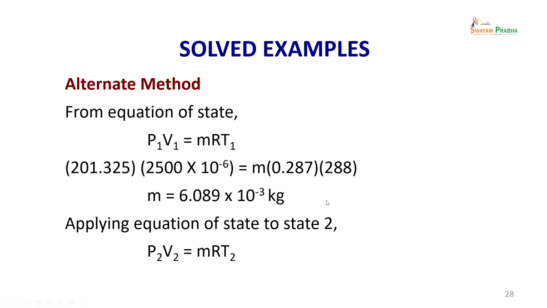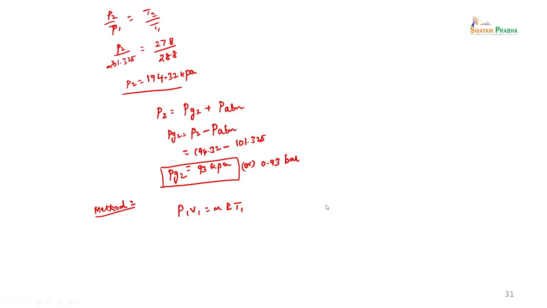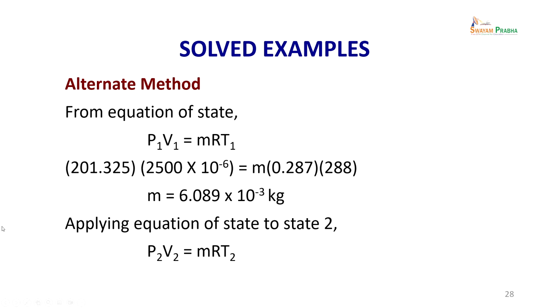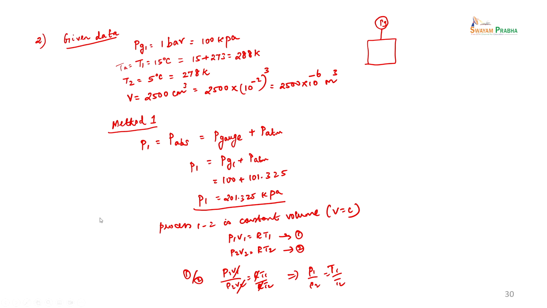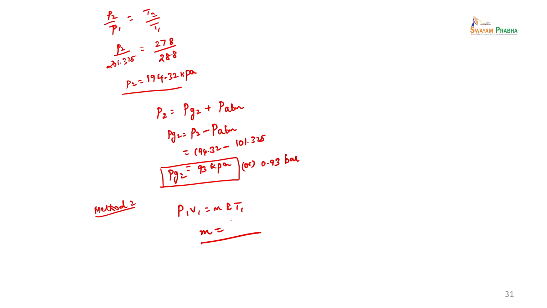P1 V1 equal to M R T1. Substitute the values and find out the value of M, because P1 is given, V is given, T is given, R is 287 joule per kg Kelvin for air. So, if you find out the M value, it is 6.089 into 10 power minus 3 kg.